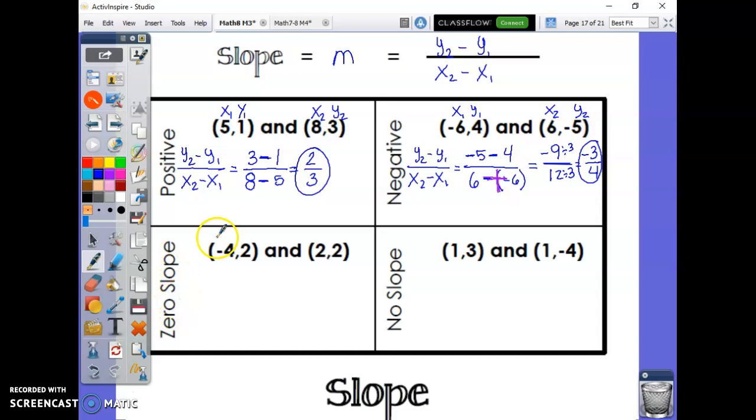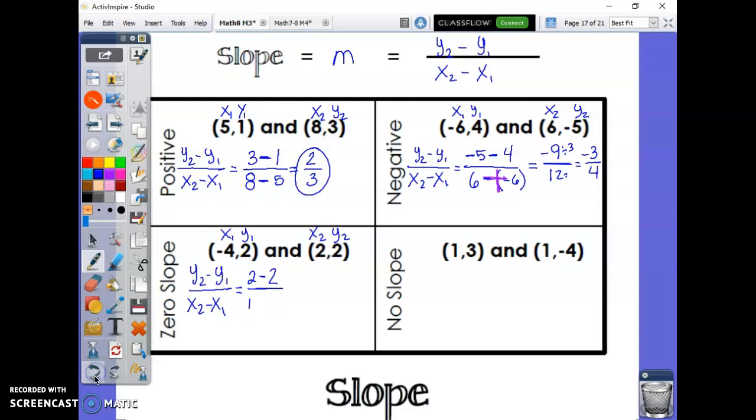0 slope over here, x1. I don't know why I wrote that negative in there. x1, y1, x2, y2, right? So y2 minus y1 over x2 minus x1. So again, we're going to take our y2, which is 2, minus y1, which is 2, over x2, again, that's 2.